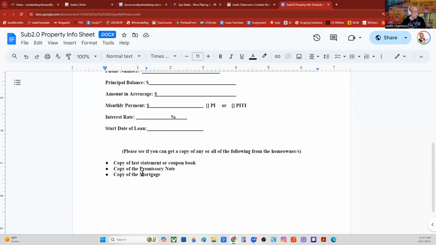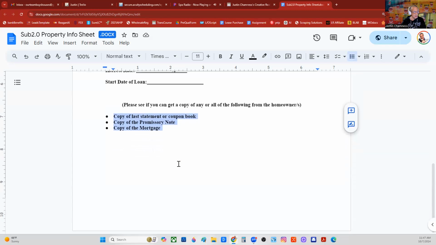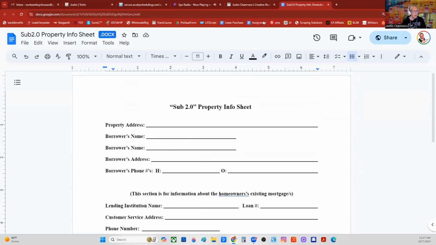Okay. Now, what will be really nice is if you can provide a copy of the last statement or a coupon book or a copy of a promissory note or a copy of a mortgage. That'd be really helpful for the title guy too. So now, once you have all of those things in place, it will be easier for you to turn that in to the title company guy or closing attorney and have him draw up all of the appropriate paperwork for closing a subject to in your area.